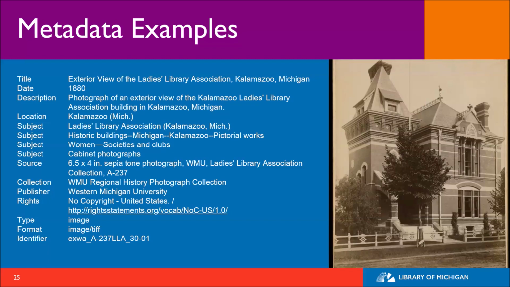Type is image. You can see it's a digitized photograph. Format, this is a TIFF, so it's image TIFF. And these fields, type and format, are described in the Dublin Core documentation of what should go in those fields. And the identifier is a unique string developed especially for this collection using our file name conventions. And the name string is also used in the file name for this image.